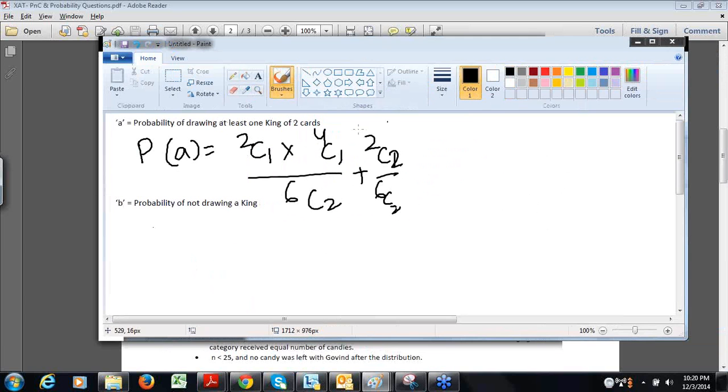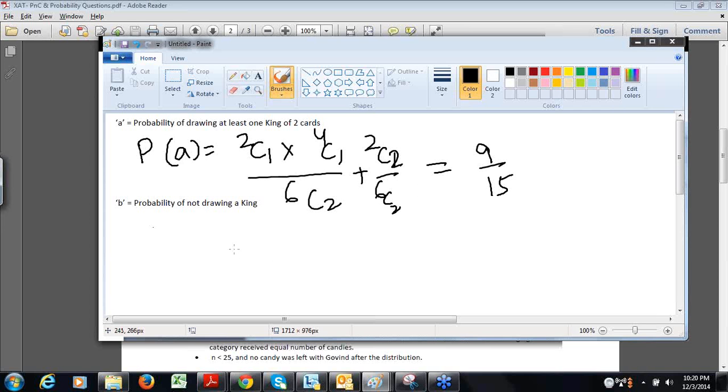So we have two conditions. One, it is saying at least one king. So one, this is probability of selecting at least one king. This is probability of selecting both the kings. So probability of selecting both the kings, it will come out to be what? It will come out to be 9 by 15.